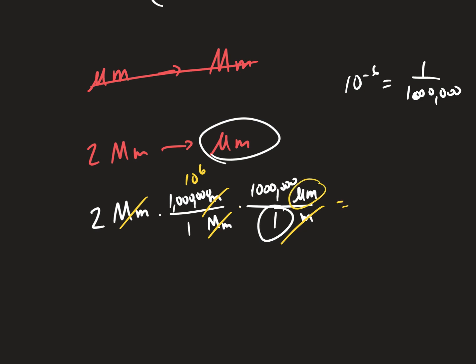So we have 2 times 10 to the power 12. That's a lot, right? So what is that? 2 trillion? 2 times 10 to the power of 12 is 2 trillion, yep. 2 trillion micrometers.